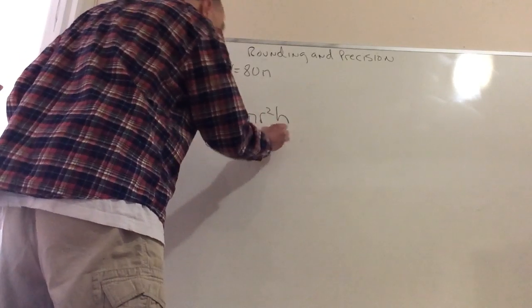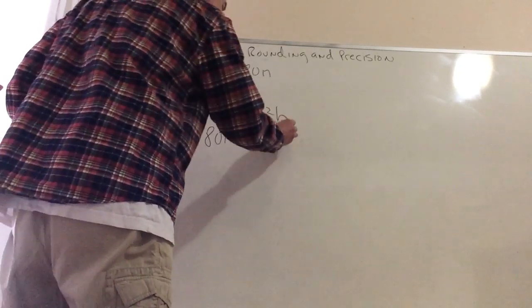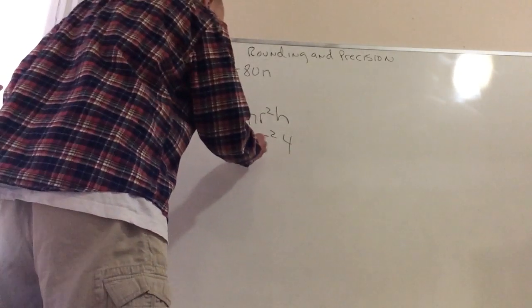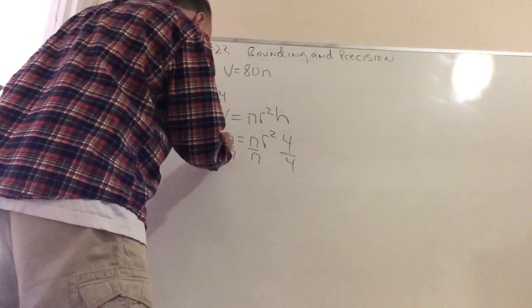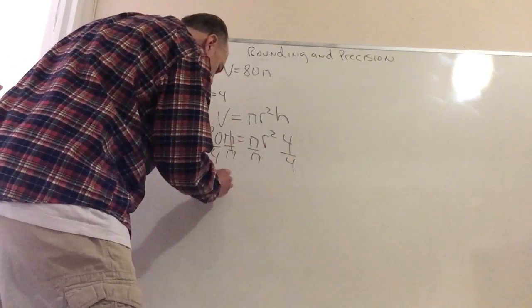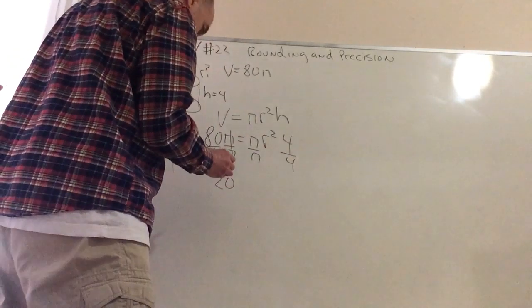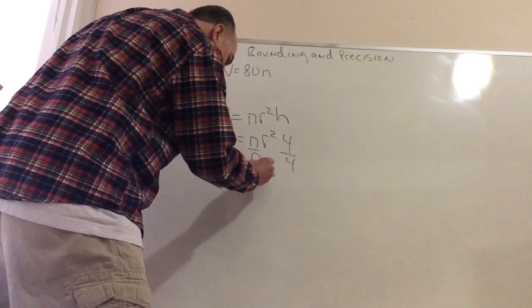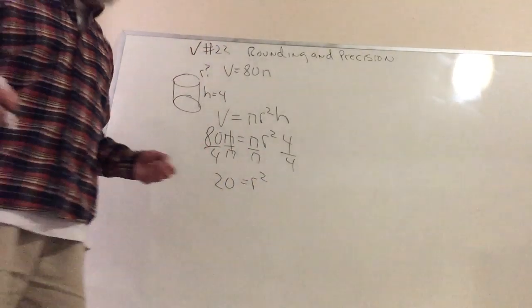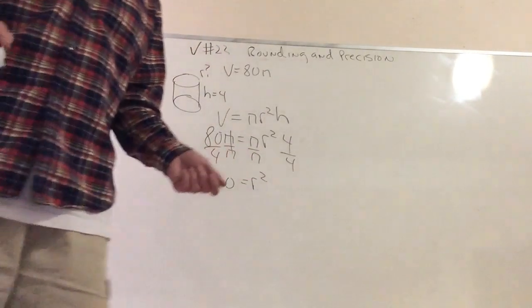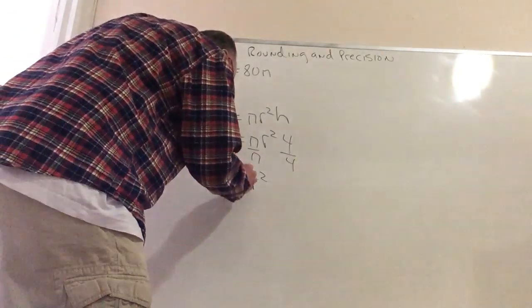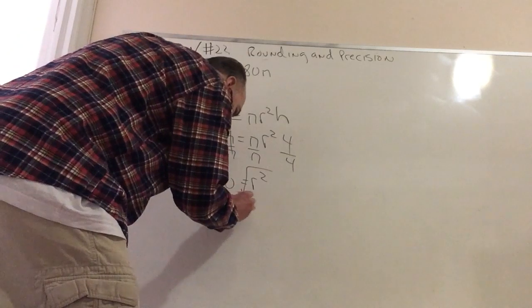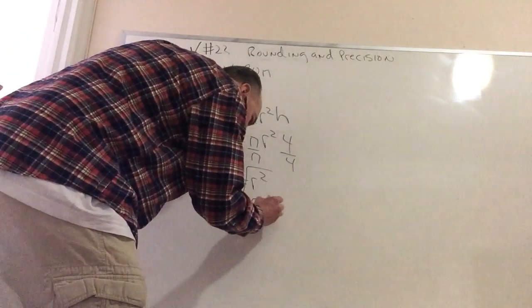And R squared, we don't know that. And H is 4. So I divide by pi. I divide by 4. And when I got everything left, it says 20 equals R squared. Well, we don't stop here. We know that 20 is not a perfect square, but we've been taught to proceed. And when I put the hat on both sides here, I end up with R equals radical 20.